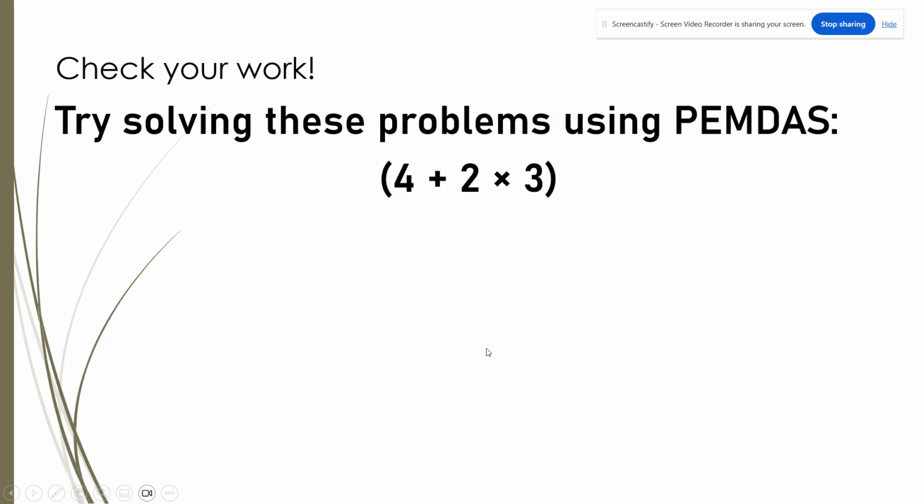Now we're ready to go over it. Let's check your work. Let's try solving these problems using PEMDAS. So 4 plus 2 times 3, okay? The first thing we see is addition, then we see multiplication. According to our PEMDAS, we do multiplication or division first. In this case, it's multiplication, so we're going to do 2 times 3 is 6. So now we have 4 plus 6. Okay, next we only have one operation left, so we're going to solve. The value of this expression is 10.